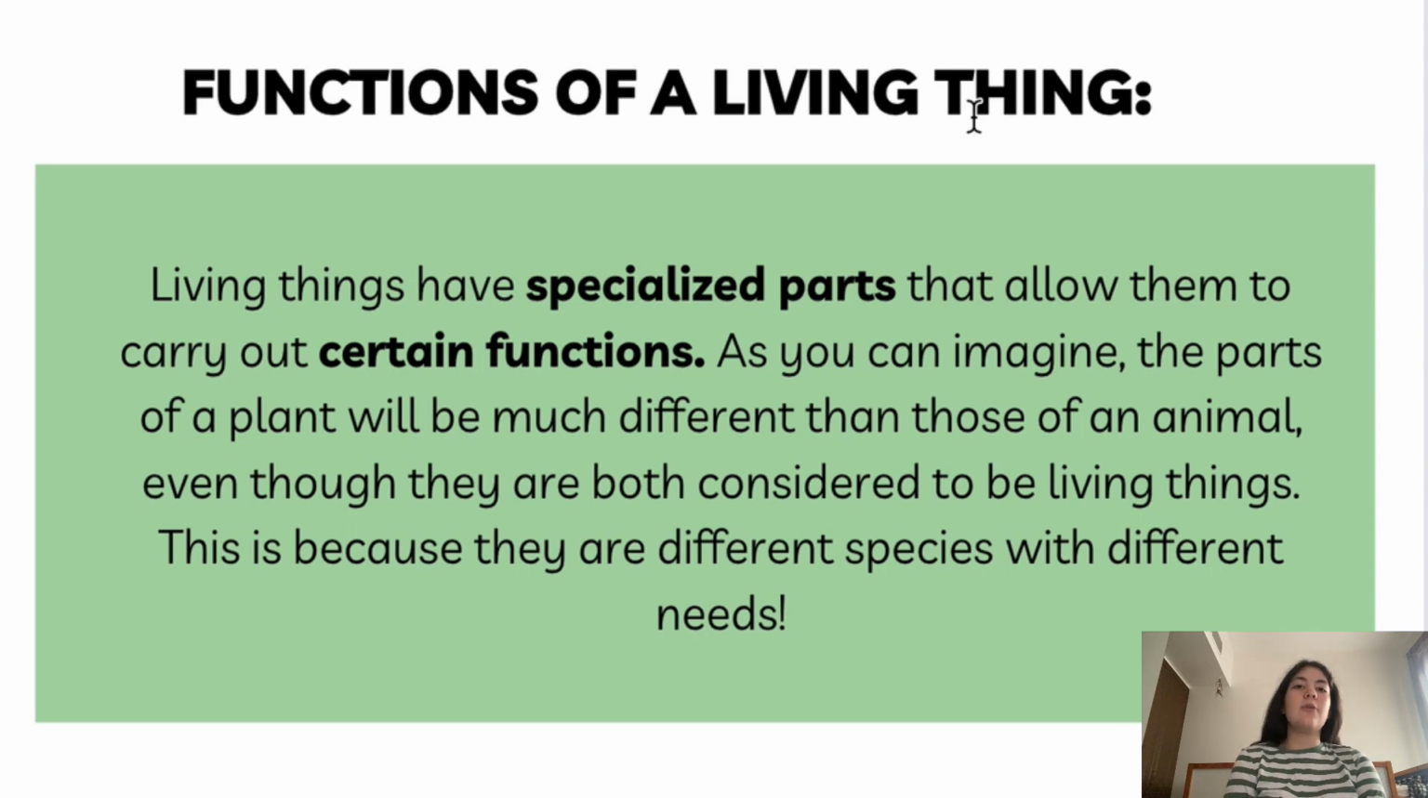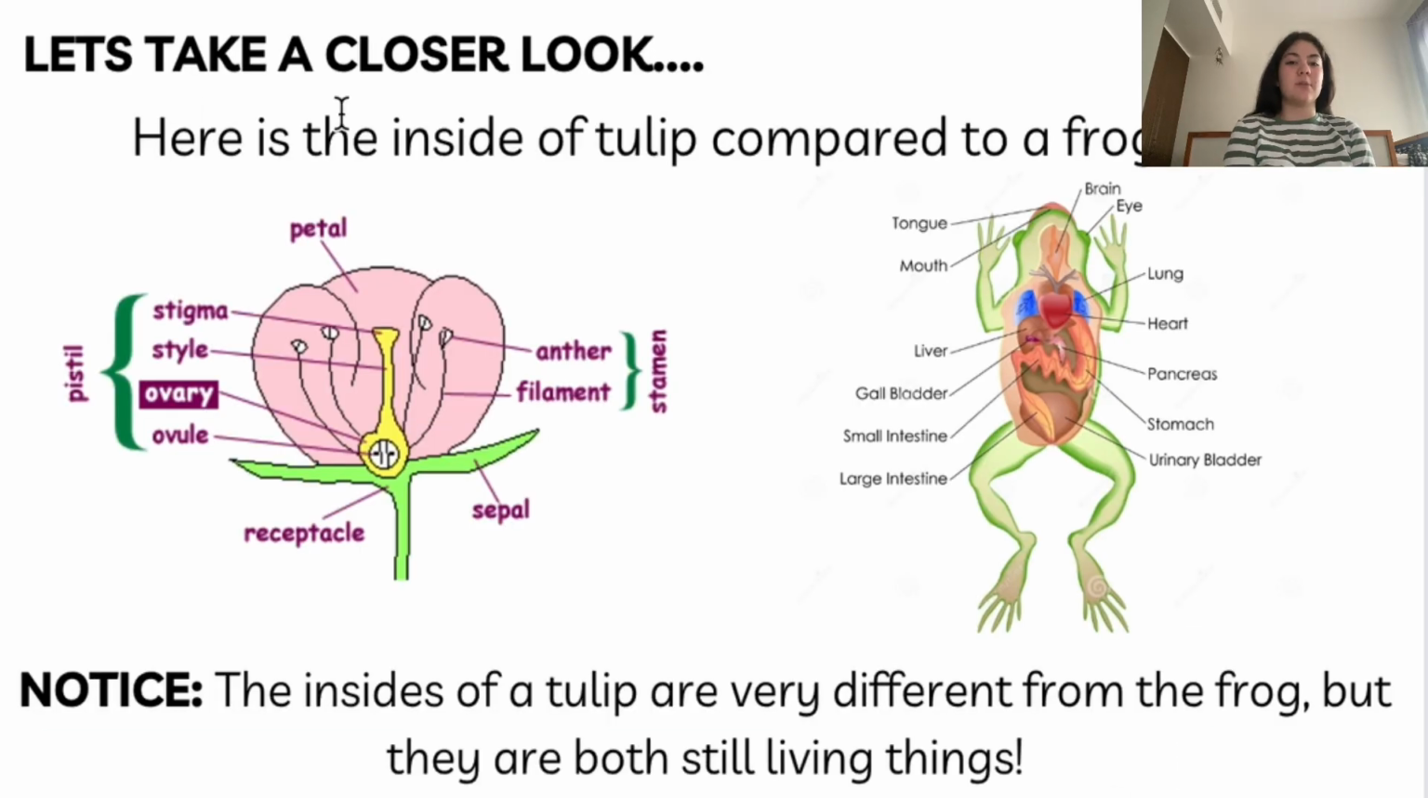Just like you have hands to grab things and feet to walk, plants and animals have their own special parts. For example, plants have roots to suck up water, like I mentioned before, and animals have hearts to pump blood all around their bodies, similarly to us. Now let's take a closer look.